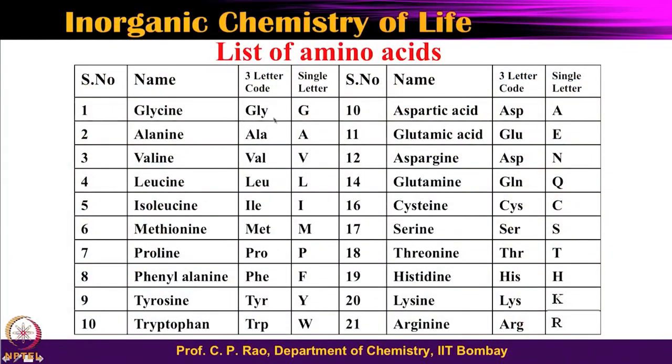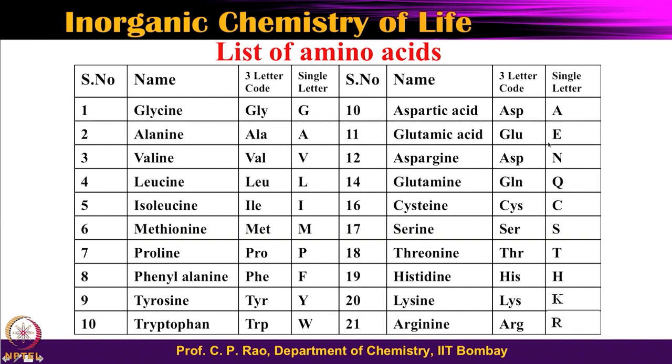In the protein literature, the amino acids are commonly referred to by a 3-letter code or a 1-letter code, and it is better that you are familiar with these. Glycine is written as GLY, alanine is written ALA, valine is written VAL, leucine is written LEU, and so on. Aspartic acid is written as ASP, and so on. Now, if you look at the one-letter codes, glycine is given as G, alanine is A, valine is V, leucine is L, and so on.